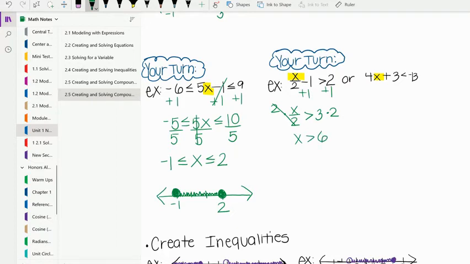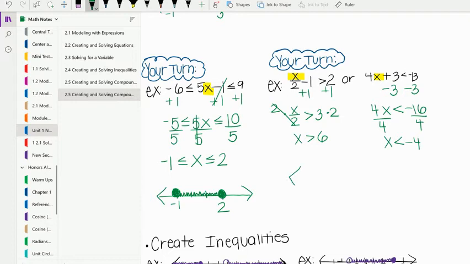Now I solve this problem. So I'm going to subtract 3. So I get 4x is less than negative 16. And then I'm going to divide by 4. So I get x is less than negative 4.